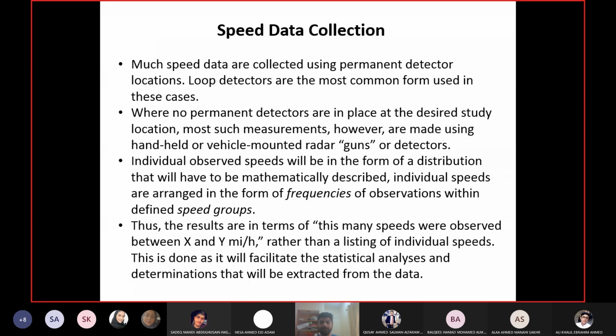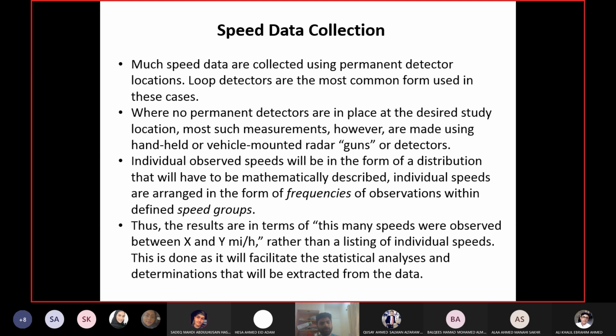Speed data can be collected using permanent detectors, and loop detectors are the most common form of collecting speed data. Whenever you are not using permanent detectors, then you can use handheld or vehicle mounted radar guns or detectors, like I've already told you in the previous chapter. You take individual speeds and then you represent them in the form of frequencies of speed groups. So you take your data and divide it into different speed groups. Then for each speed group you will find out the frequency of the speed in that group. So basically you are trying to find out how many speeds were observed in a range of x to y.